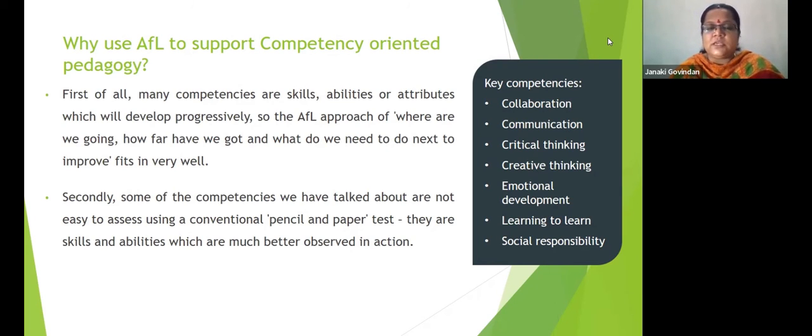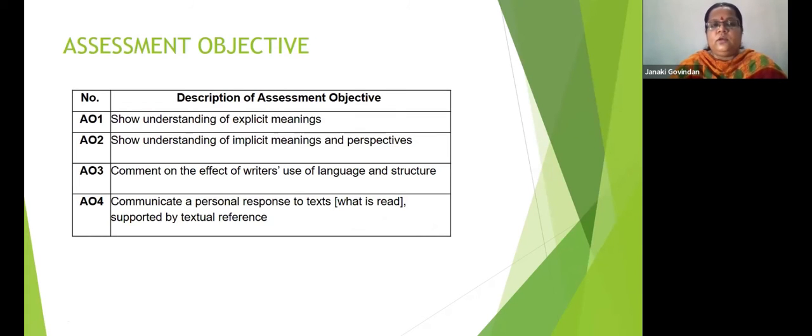So the competencies are not something that we can assess using a simple paper and pen test. This is something that we can assess using observation. So AFL definitely is required. Assessment for learning is definitely required to support competency-based pedagogy. Now, in order to assess them, we have 4 categories of assessment objective. We saw this yesterday also while discussing the various questions that we asked students. I told you all, categorize your questions under these 4 categories.